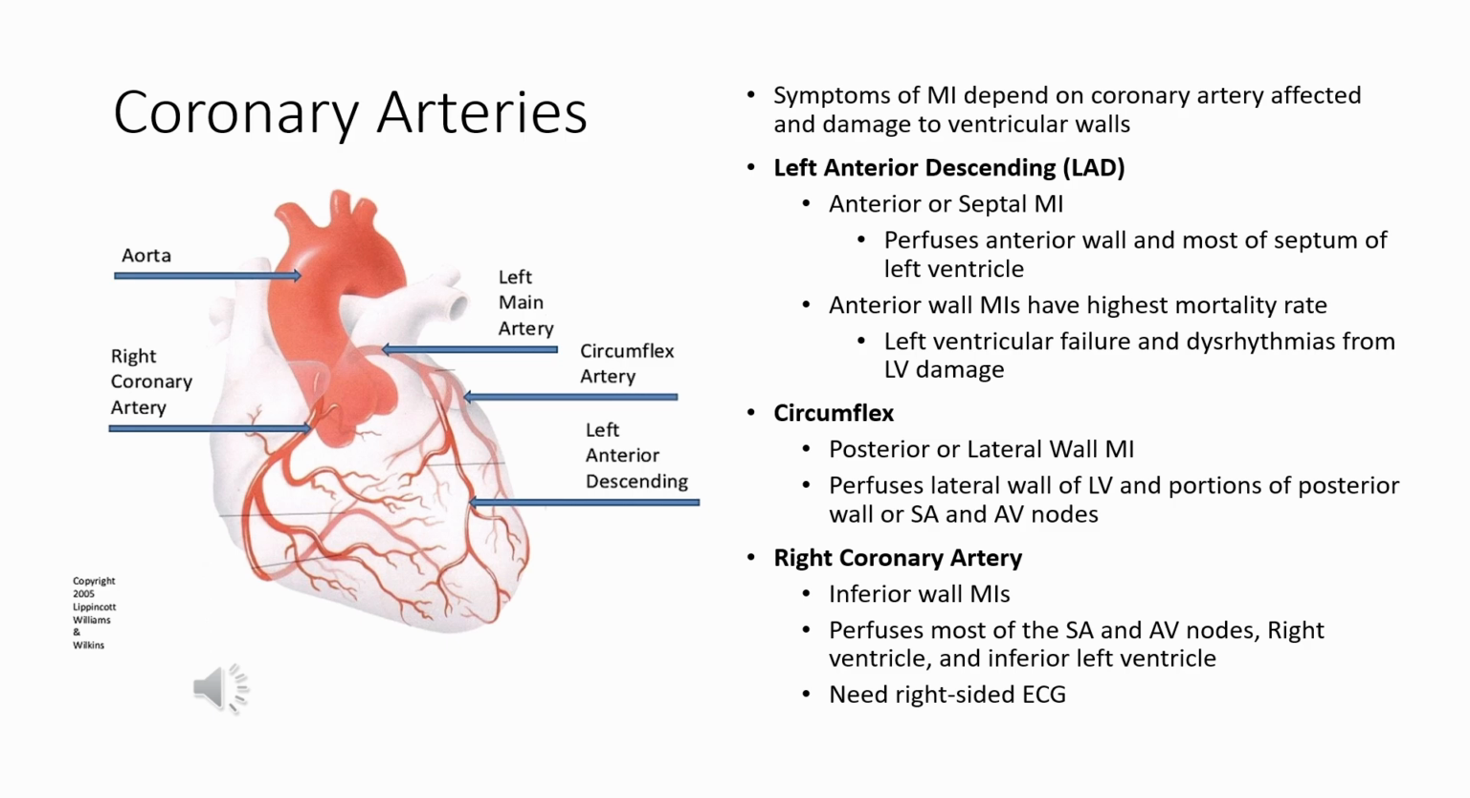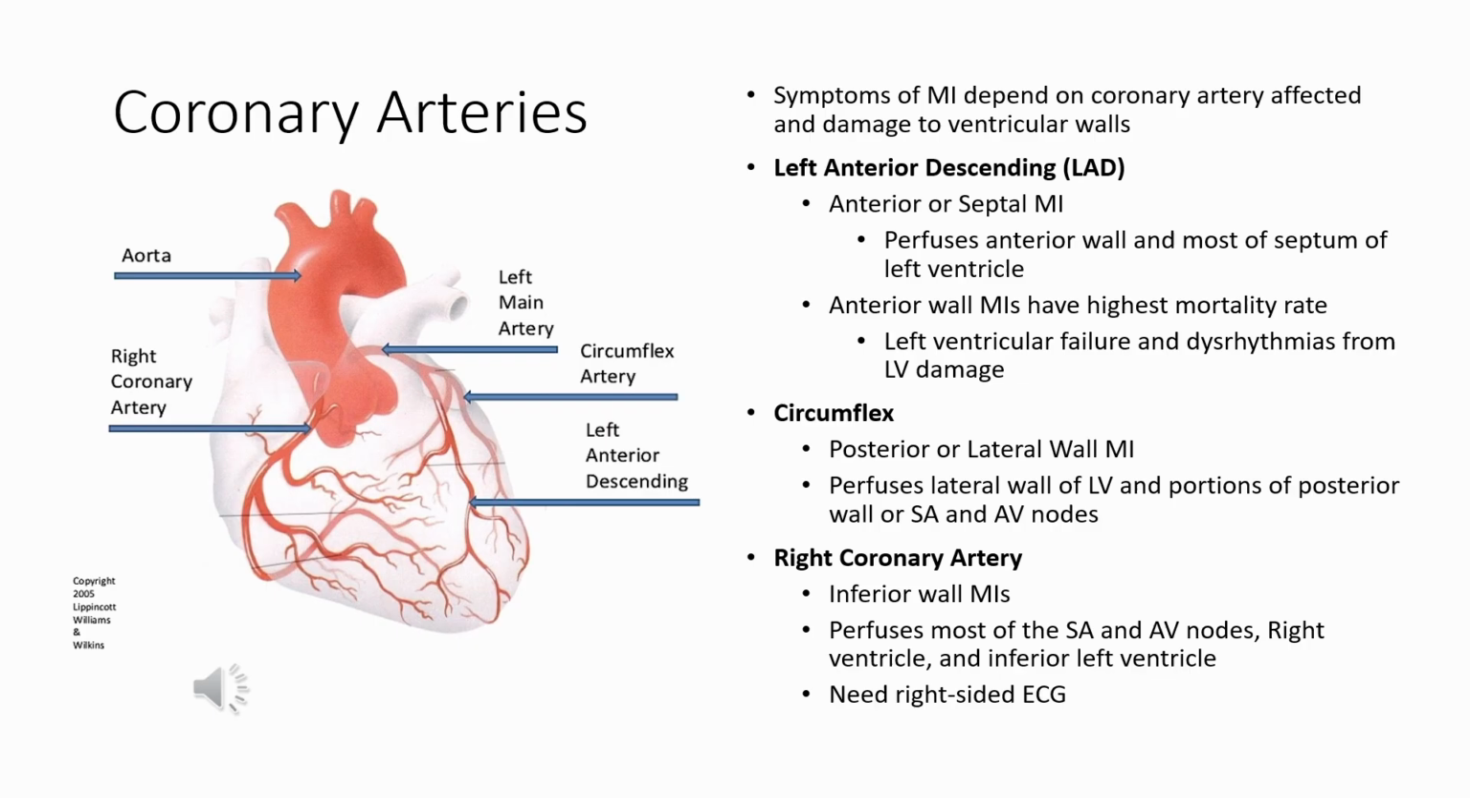The circumflex artery supplies blood to the lateral wall of the left ventricle, and it can also perfuse the posterior wall or the SA and AV nodes. So a blockage in this artery can cause a posterior wall MI or a lateral wall MI. And I know you're like, oh my gosh, all these different walls. We are going to talk about it here shortly, so don't panic.